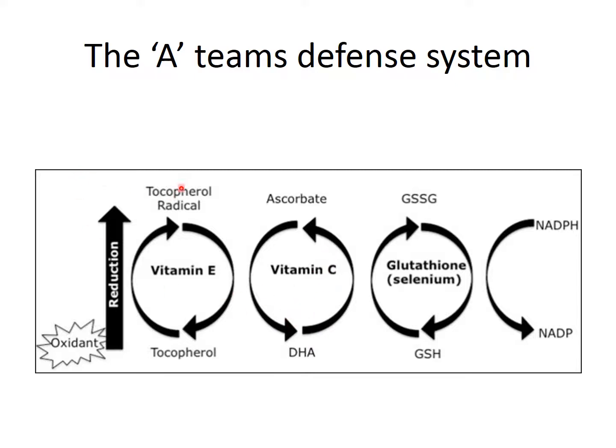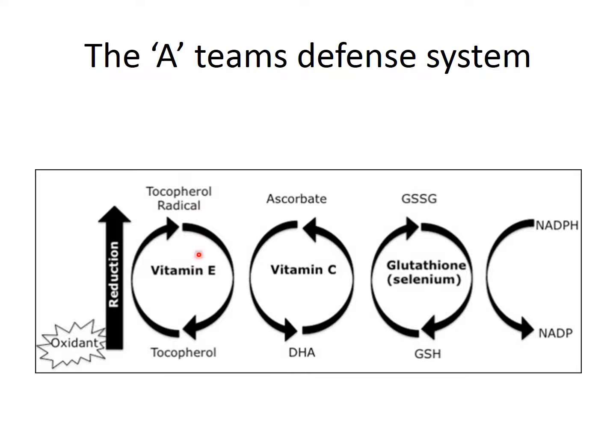Now, we call them the A-team, which is the defense system. That means this is a teamwork which includes vitamin E, vitamin C, and the glutathione molecule which we've already seen. Now, what happens is the oxidant or the free radical which is propagating is captured by vitamin E. So, the tocopherol becomes a tocopherol radical, having the free radical in it.